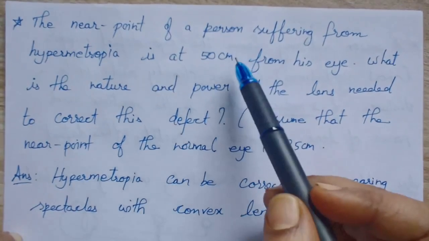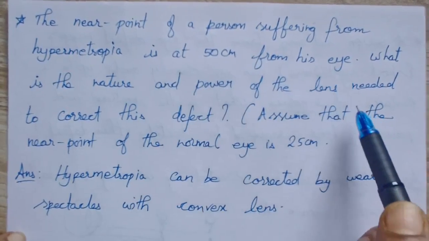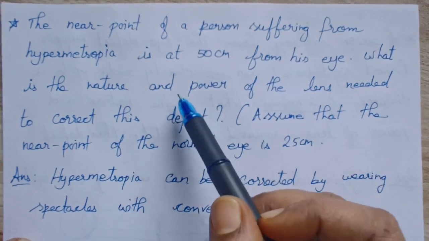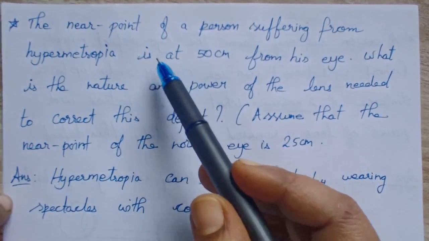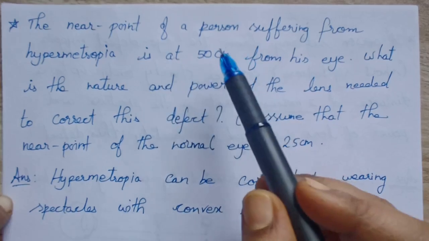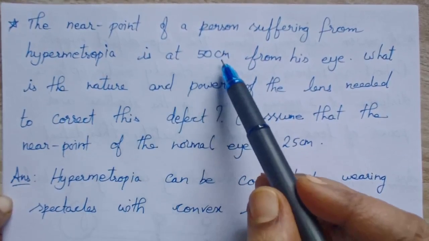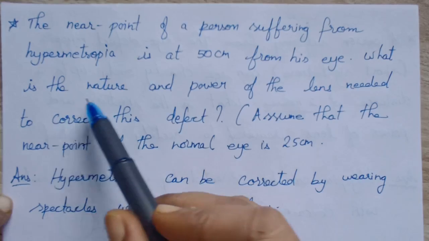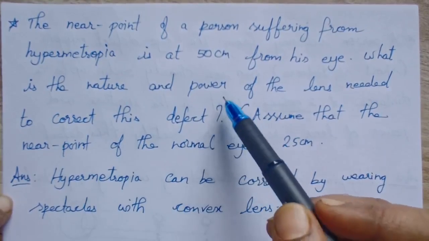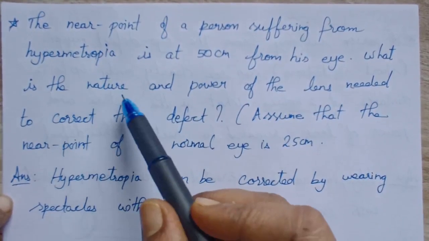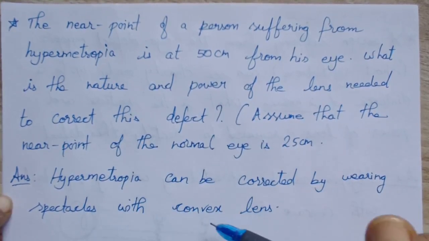The near point of a person suffering from hypermetropia is at 50 centimeter from his eyes. Hypermetropia means he's not able to see the nearby things. So his nearby things can be seen when kept at a distance of 50 centimeter. That is, his near point of the eye is 50 centimeter from his eyes. What is the nature and power of the lens needed to correct this defect? Nature: if it is hypermetropia, it can be corrected by using a convex lens. Hypermetropia can be corrected by wearing spectacles with convex lens.